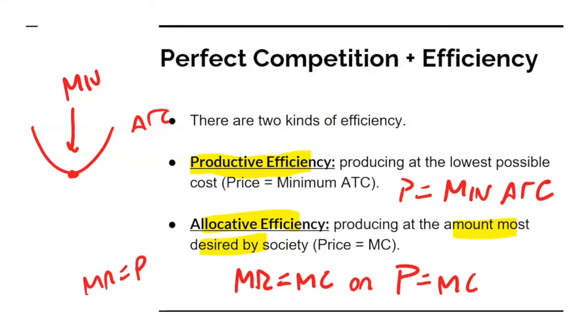So to recap, you are productively efficient if you're producing at the minimum of the ATC, where price intersects with the minimum of the ATC. You are allocatively efficient if you're producing where marginal revenue equals marginal cost, where MR equals MC here.